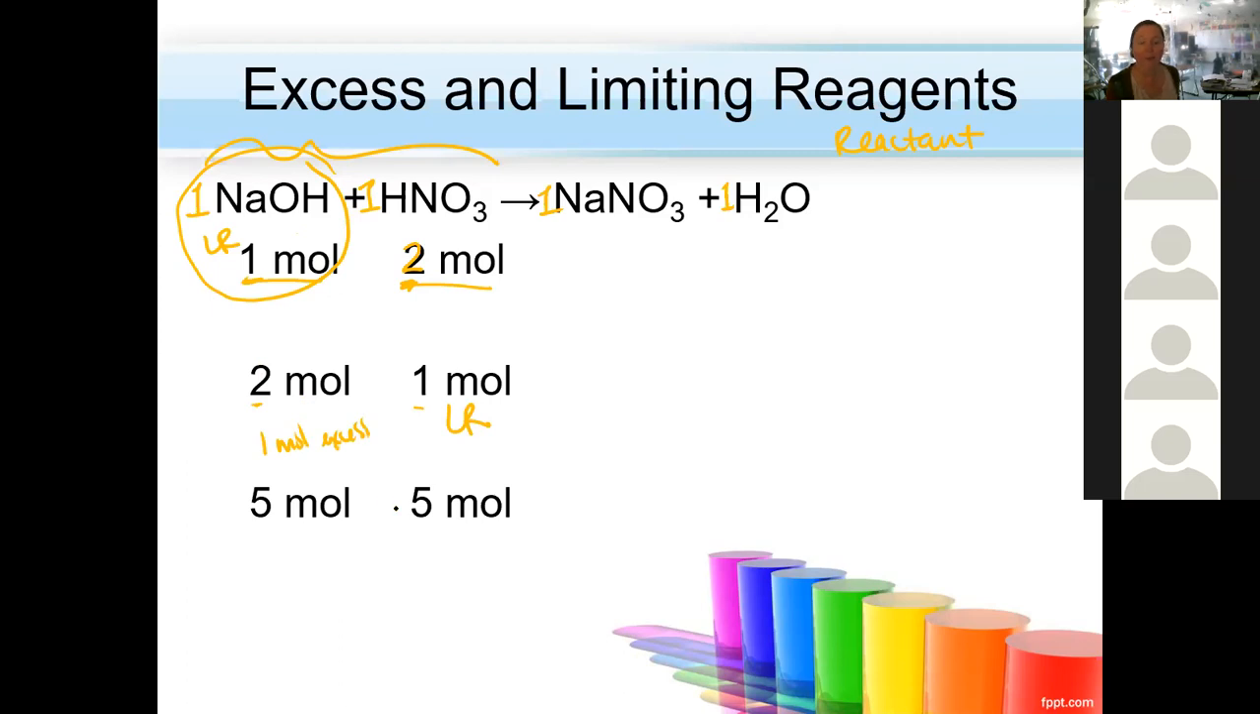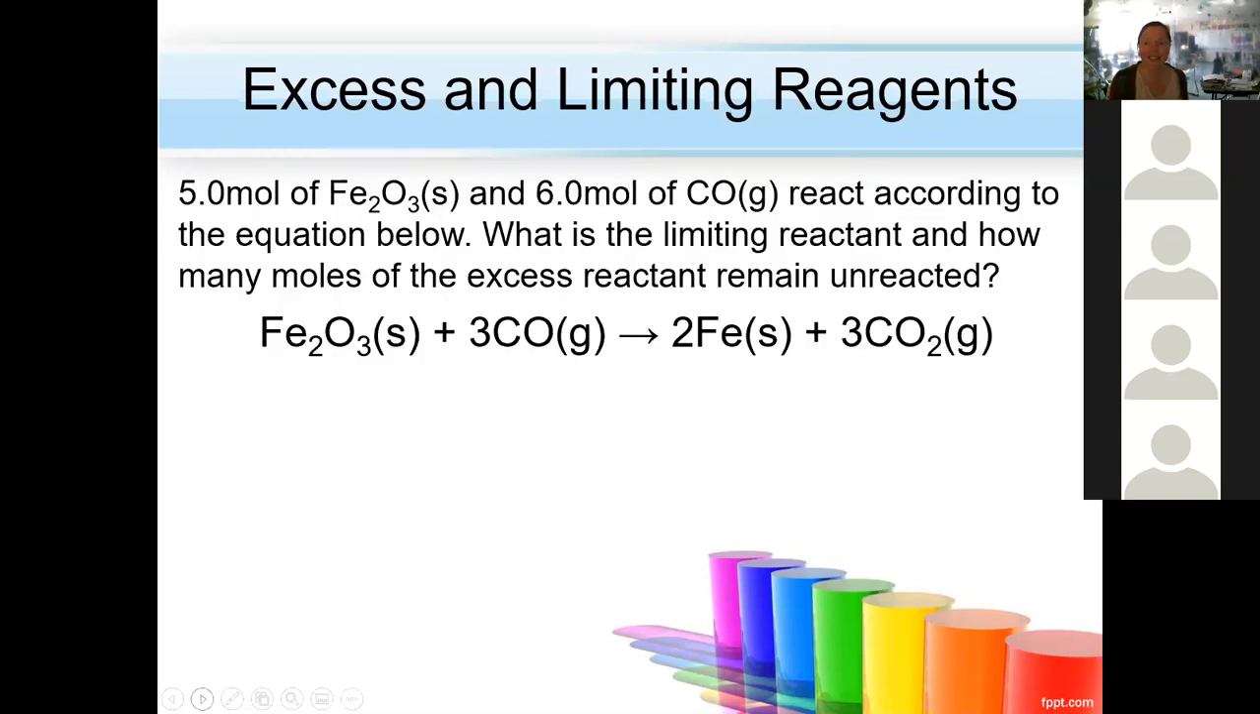Perfect. What if I have 5 moles of sodium hydroxide and 5 moles of nitric acid? What is the limiting reagent? There isn't one. They're perfectly balanced. Good, easy so far. So when things get tricky, like this, we have to think maybe a little bit harder.